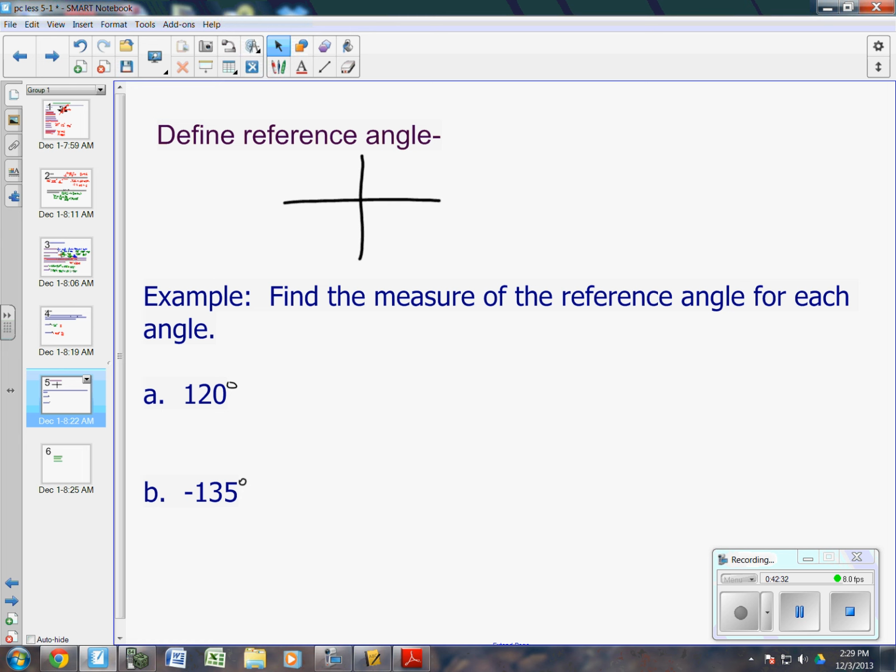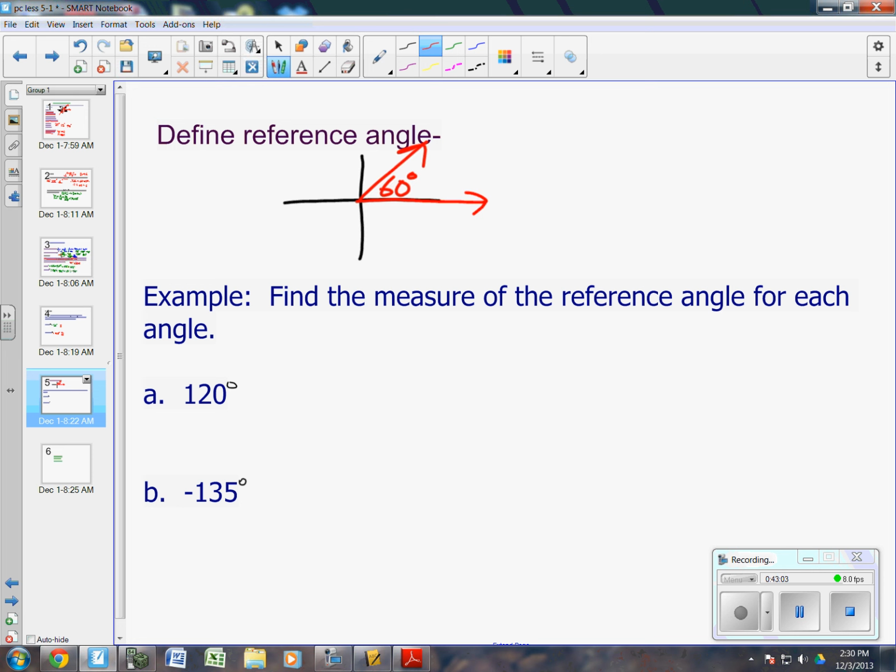Now, so let's say I have an angle right here in the first quadrant. Let's say it's 60 degrees. Well, it forms an acute angle, that's what I meant to say. It forms an acute angle, and its terminal side and the x-axis are right here. And so any angle in the first quadrant, its reference angle is the same as that angle.